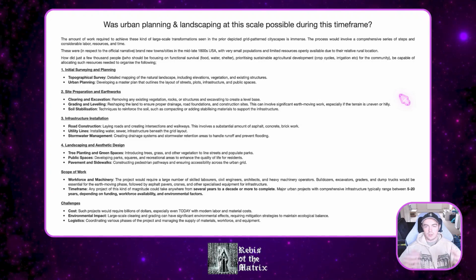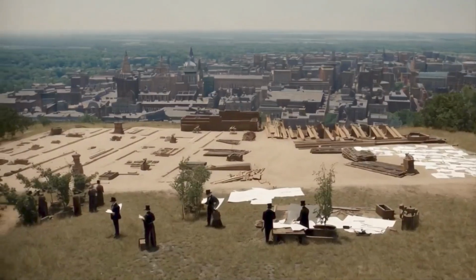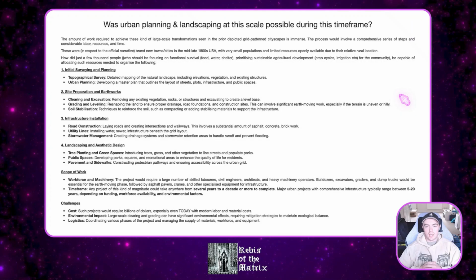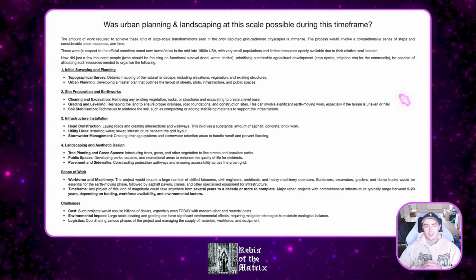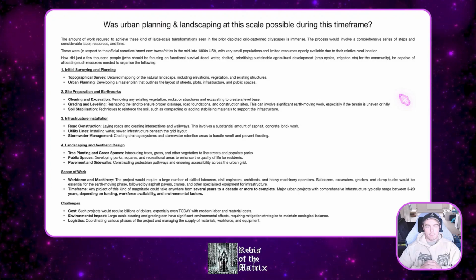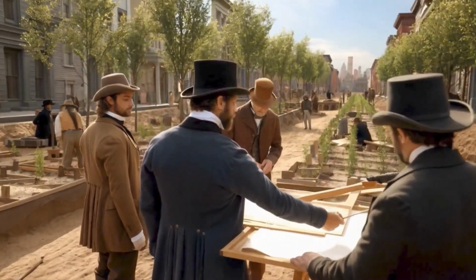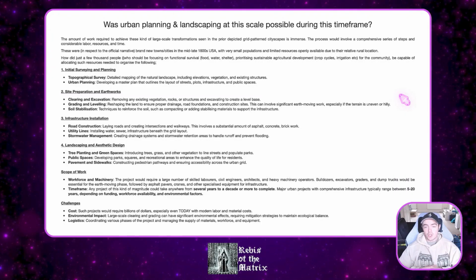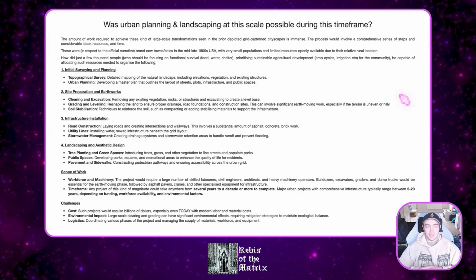So in order to build out such a city, initial surveying and planning. So you needed a topographical survey, detailed mapping of the natural landscape, including elevations, vegetation, and existing structures. Urban planning, developing a master plan that outlines the layout of streets, plots, infrastructure, and public spaces. Then site preparation and earthworks, clearing and excavation, removing any existing vegetation, rocks and structures, and excavating to create a level base. That would have been very hard, as shown when you're working at elevation within the Rocky Mountains in Colorado, or you're working up in Utah in Salt Lake City.